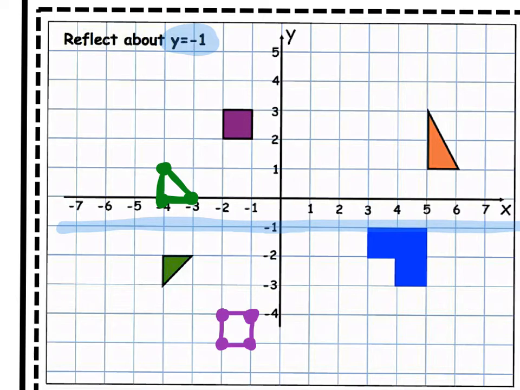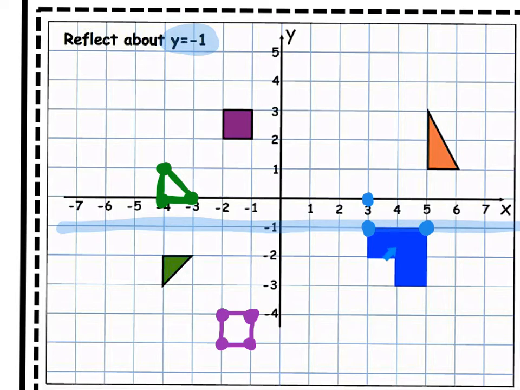Now, looking at the blue figure that we have here, this one again is going to be, I think, a little bit easier because it's connected to the line of reflection. So that means 2 of the points are going to stay right where they are. These top 2 vertex points here are going to stay right where they are. And then the figure is going to flip up. So this point here is 1 unit below, so I'm going to go 1 unit above, which is going to put this point right here.